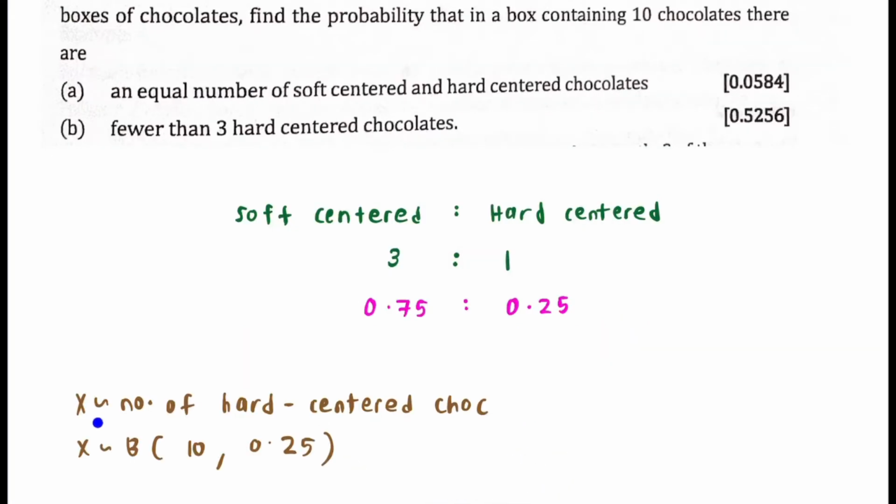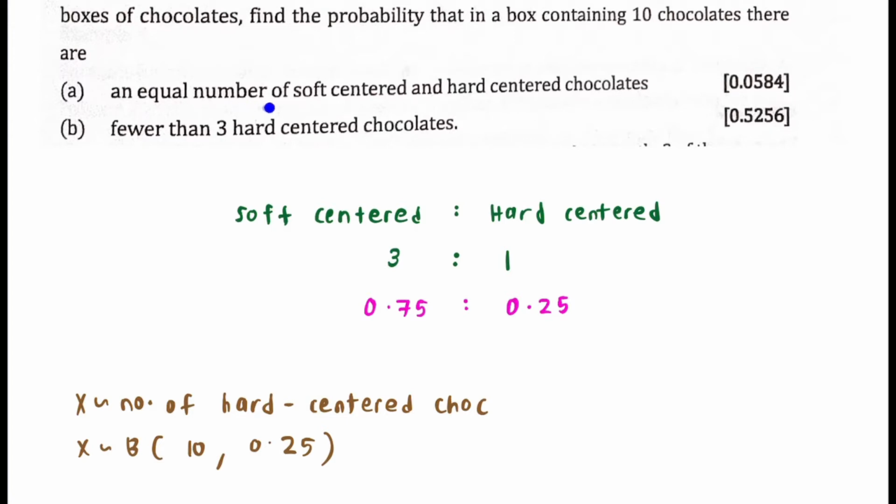So what is the random variable X? X is the number of hard-scented chocolates. And then X follows a binomial distribution with the total number of chocolates that you have being 10 and the probability of hard-scented chocolate being 0.25.